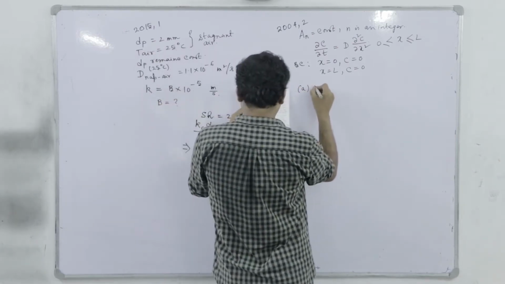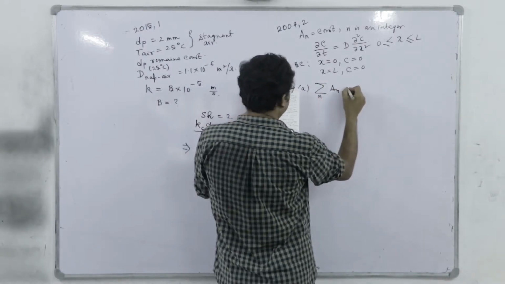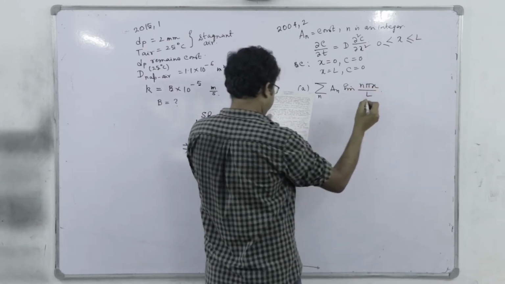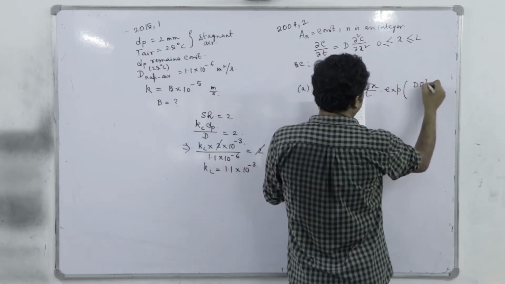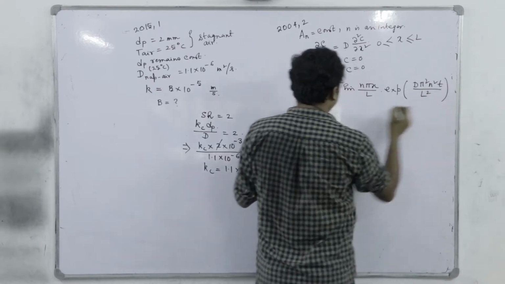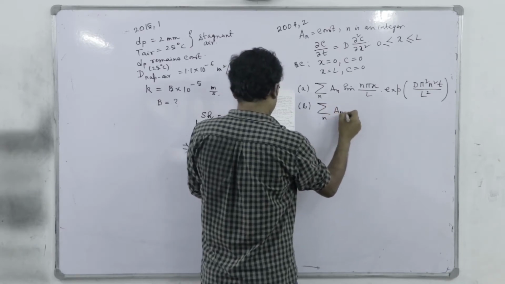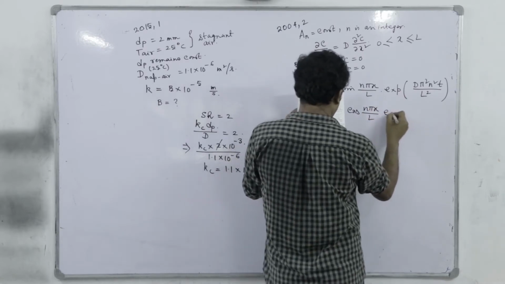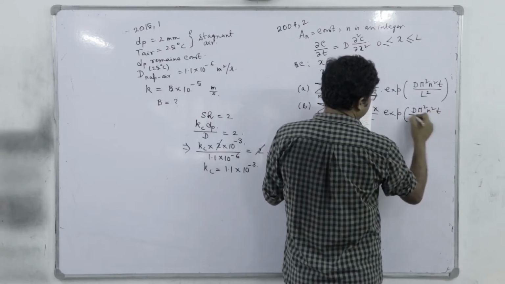See, let me write the options. A: summation over n of a n into sine of n pi x by L into exponential of D pi square n square t divided by L square. That is the first. B is a n cos n pi x by L into exponential of D pi square n square t by L square.